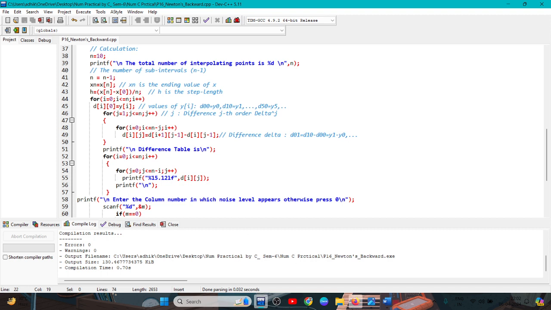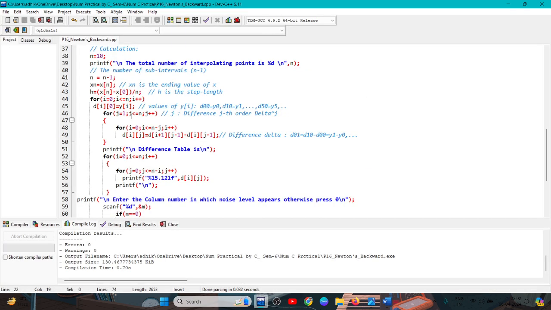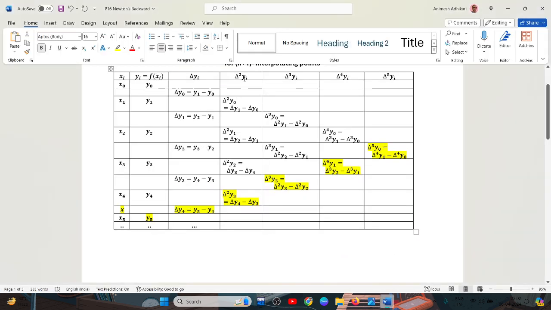So we get the first order differences, delta y0 up to delta y8, when j equal to 1. And for j equal to 2, i runs from 0 to 9 minus 2, that is 7. So i equal to 0 to 7 when j equal to 2, giving the second order difference column, delta 2 yi, that is delta 2 y0 up to delta 2 y7.